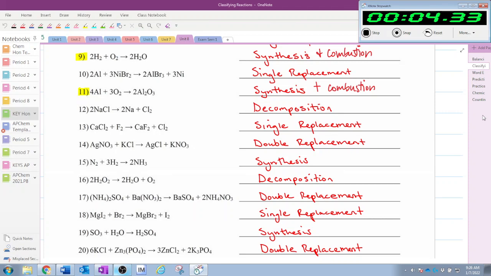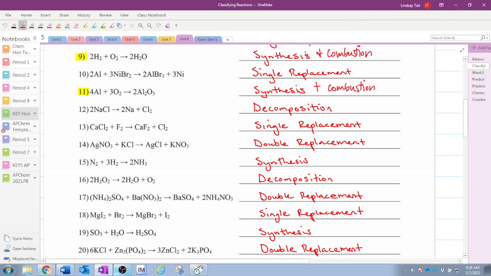So questions on any problem on this side? Any of the classifications? You feel good? All right, so you can't forget to classify the ones that are 2. Remember, for 9 and 11, they're synthesis reactions because they both had one product, but they're also combustion reactions because they reacted with oxygen. Now, not every synthesis is also a combustion.